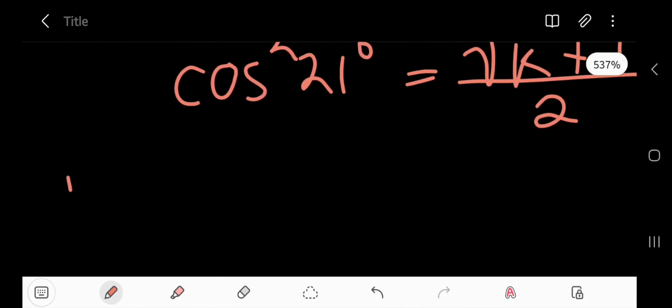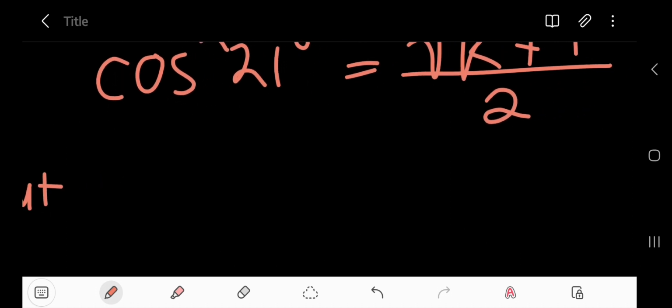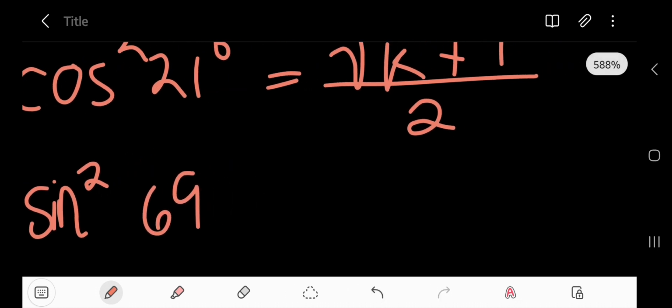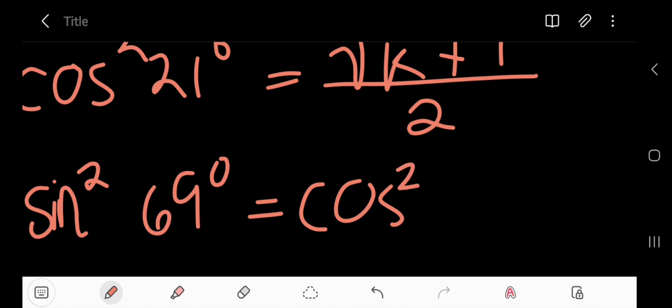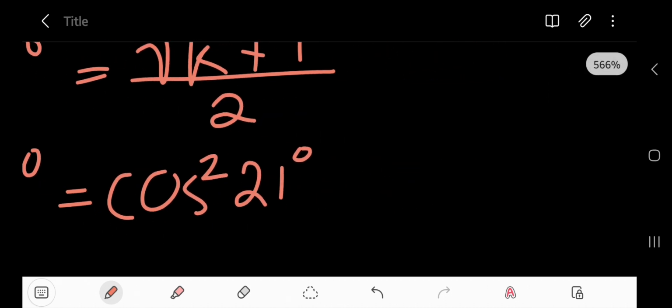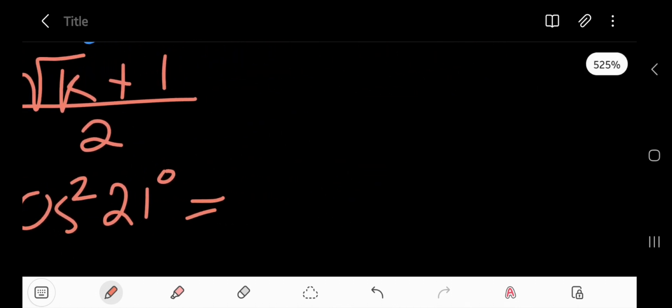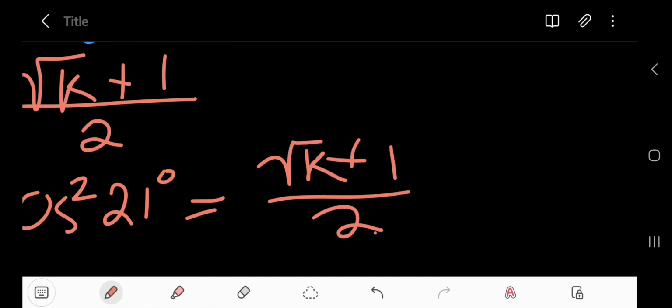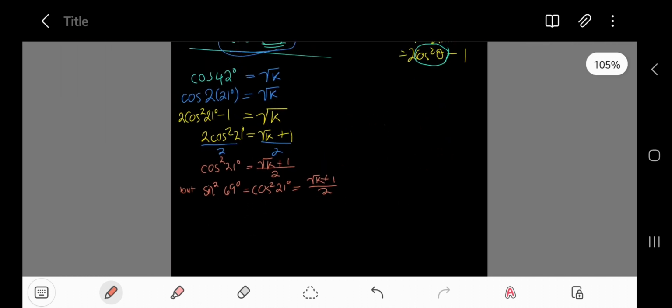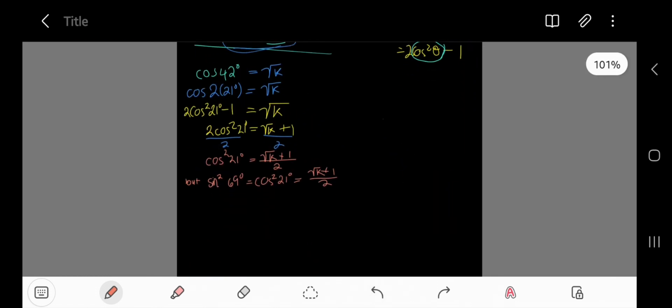Remember, we did prove that sine squared 69 was equal to this very same cos squared 21 degrees. So they are all equal to the root of k plus 1 over 2. And then really we are done with this question. So yeah, that's a proper question. That's a beautiful question.